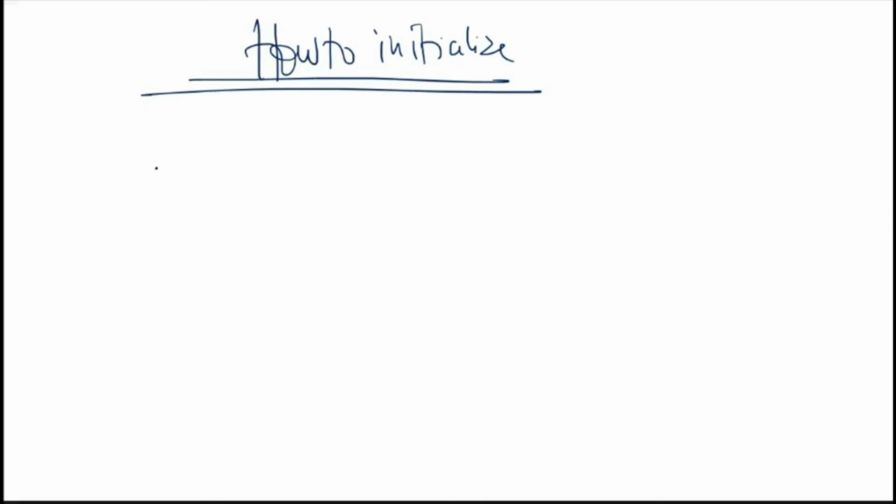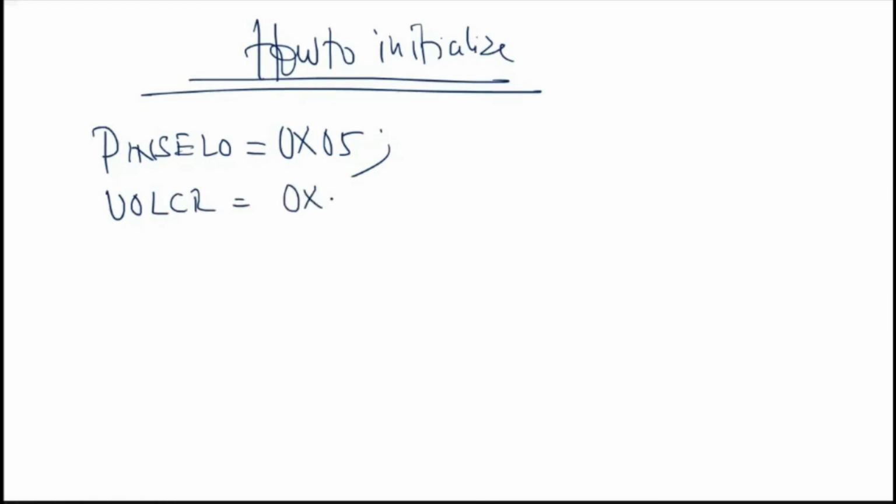How do I initialize? PINSEL0 equal to hexadecimal 05. I make port 0.0 and 0.1, both of them, first special function registers. Then UART0 line control register is equal to hexadecimal 83. Why 83? I make DLAB as 1. Then I put 8-bit UART. That is the second thing.